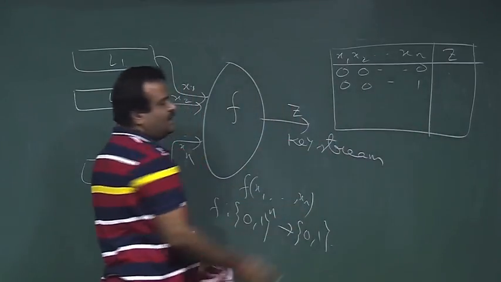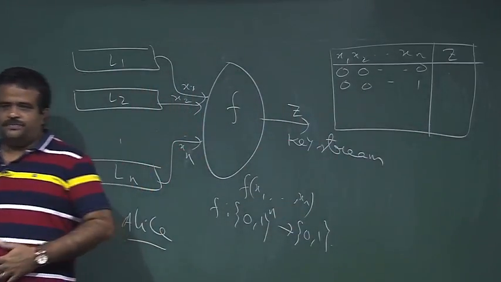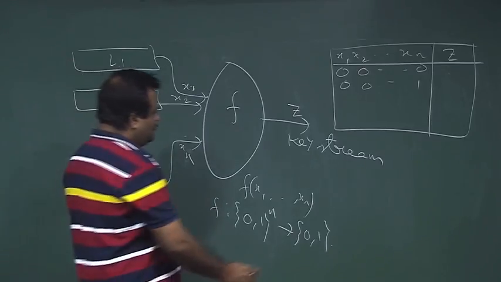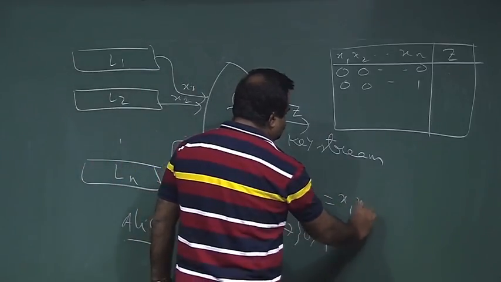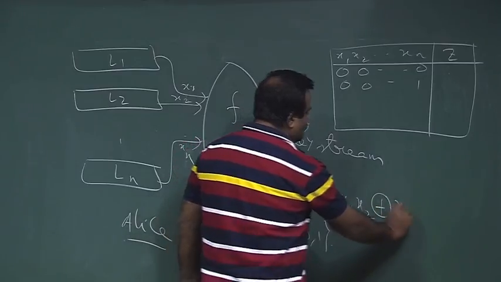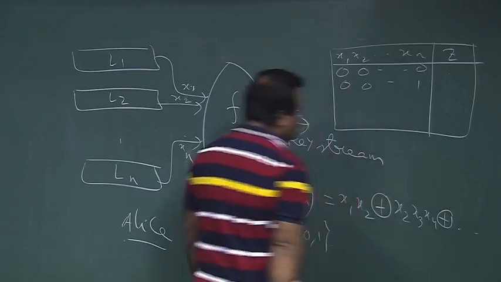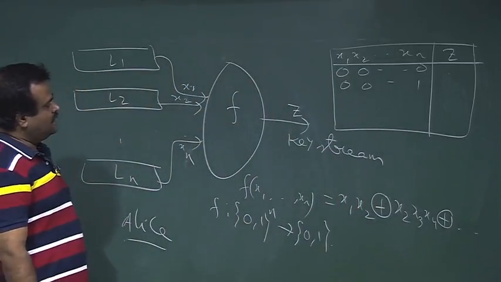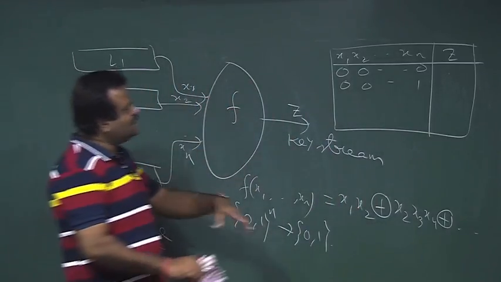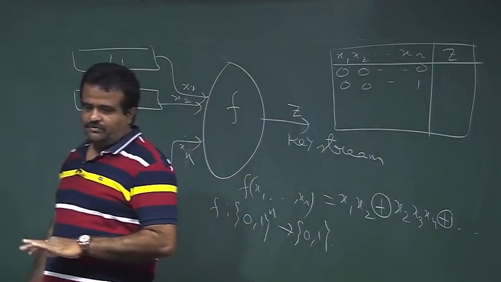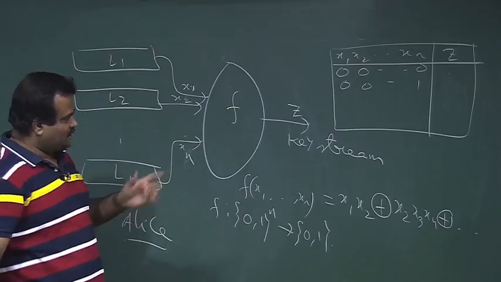So we can explicitly have the truth table to represent this function, or we could have an algebraic form, like we can have this function to be, say, x1, x2, XOR with x2, x3, x4, like this. Okay. Now we call this function balanced if the number of zeros and the number of ones are the same. Then we call this function a balanced function.